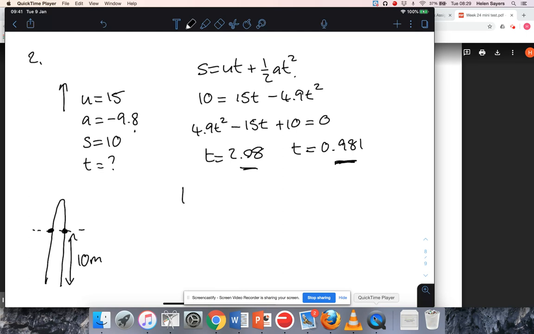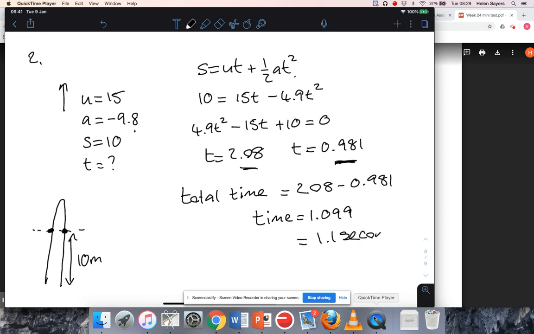So the total time it was above 10 meters is going to be the difference between those. So 2.08 minus 0.981. I'll write time rather than t because I already used t. So that's coming out as 1.099. So I'm going to round that to two significant figures because, as I said, I was only using g to two significant figures, that's the most sensible thing to round it to.